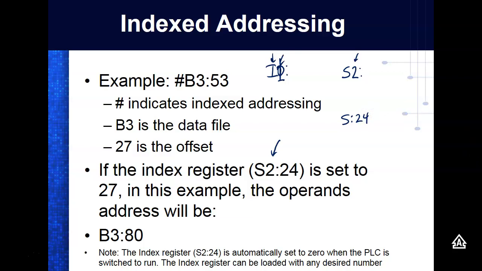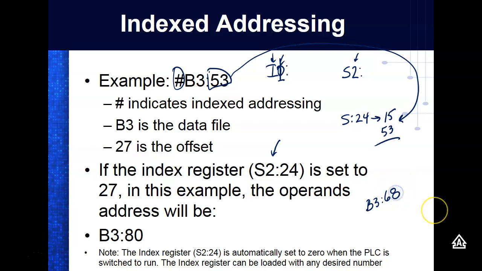Now what we would do in true index addressing is inside S24, we would have a number, let's say 15. And then in my index addressing here, I would say 53. To come up with the address, it would take this number and add it to that. And my address of my operand would actually be B3:68. That would be the actual address. Everybody understand that?